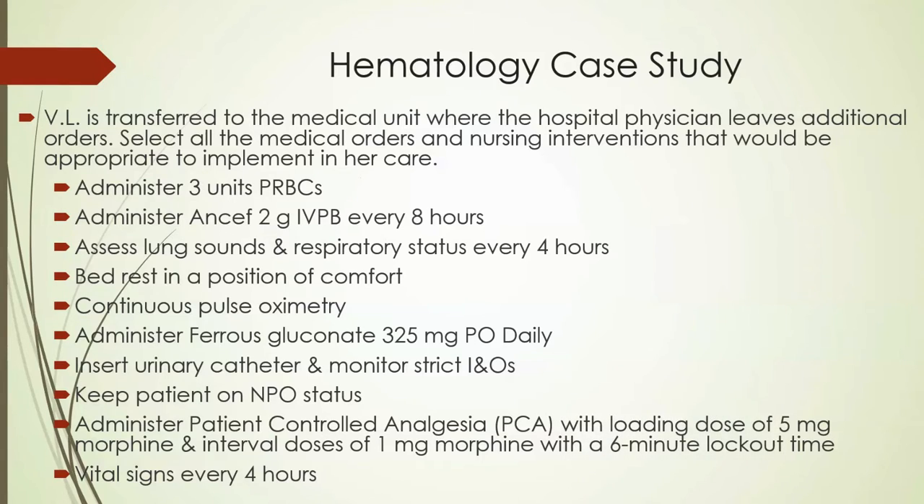How about administering ferrous gluconate, 325 milligrams PO daily? Would that help this patient? No, because that's an iron supplement. She does not have iron deficiency anemia. How about insert a urinary catheter and monitor strict I's and O's? Well, is she having any evidence of a urinary issue?